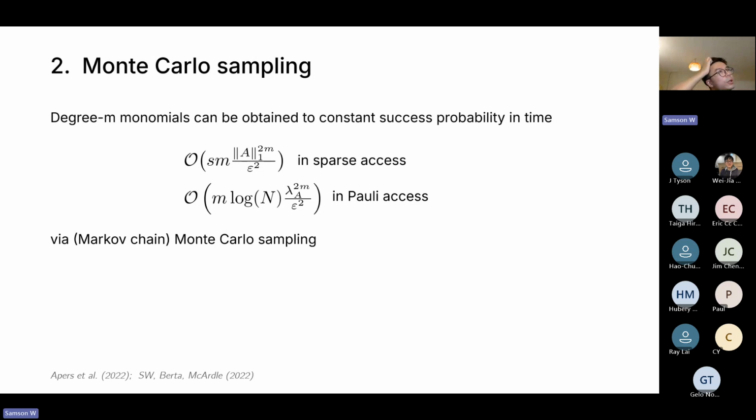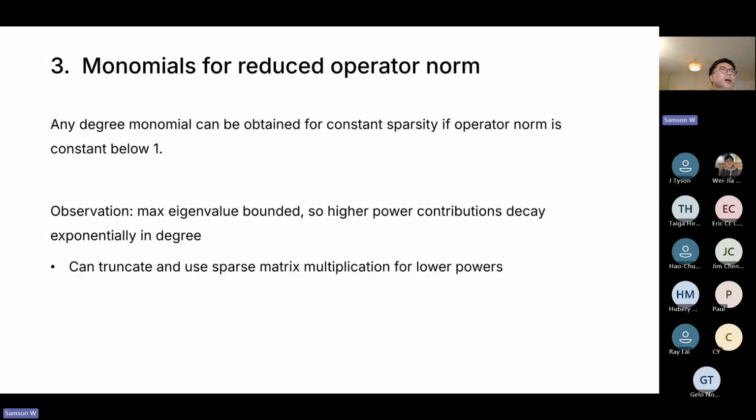The last remark on things that can be exploited for classical algorithms is, again, looking at monomials and then using monomials to build other functions. The observation is that you can get any degree monomial if you have constant sparsity and your operator norm is a little bit below 1. The key observation is that if your operator norm is a bit below 1, then your maximum eigenvalue is bounded. So higher power monomials have contributions which decay quickly. And so you can truncate and then use exact sparse matrix multiplication to recover the lower powers and then forget the higher powers.